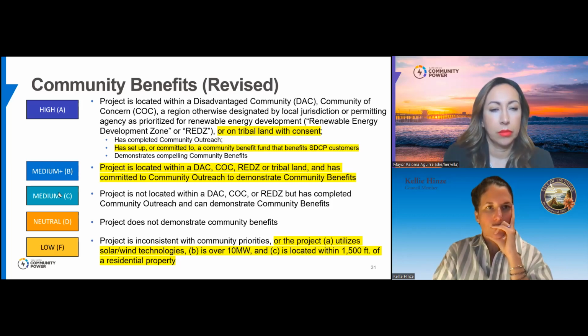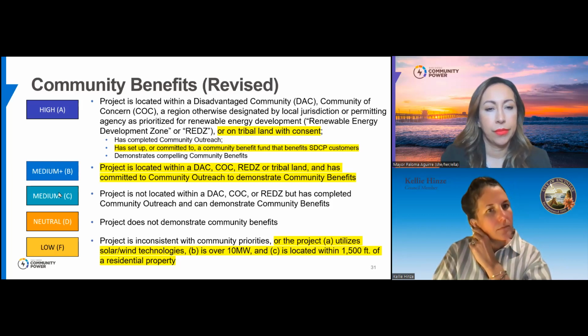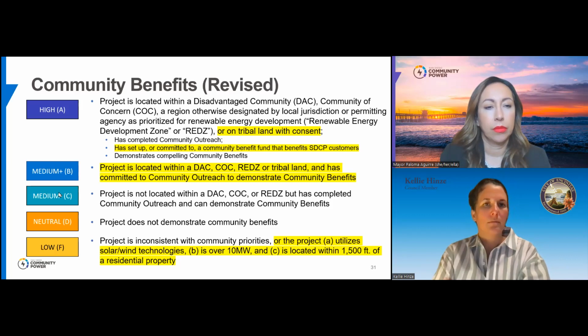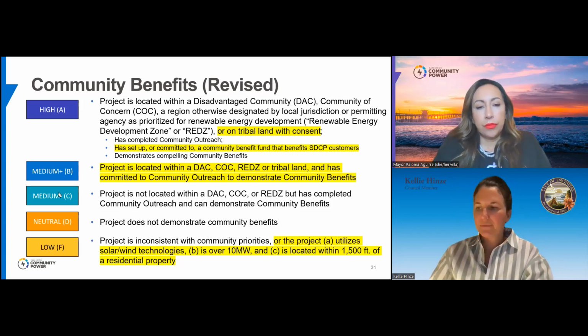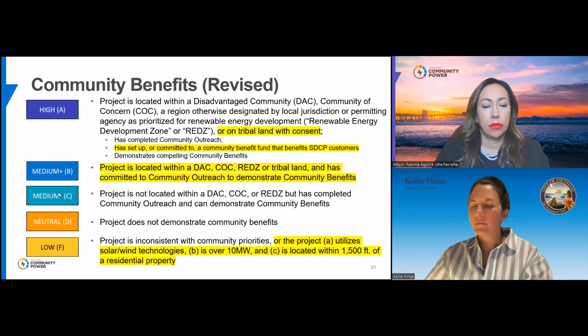The second one, in the medium plus or the B category, is essentially shifting from what was our high before. So now if you don't have that benefit fund, the highest you could score would be the B. And then on the low criteria, we're suggesting a change here where even if a project has, by its zoning or permitting authorities, been allowed to be sited, it would score in the lowest category, if it's over a certain size, if it's a certain technology, or if it's within 1,500 feet of residential property. Again, we're signaling to developers that if those kinds of projects are there, it's probably unlikely you're going to get shortlisted or move forward in an RFP process.